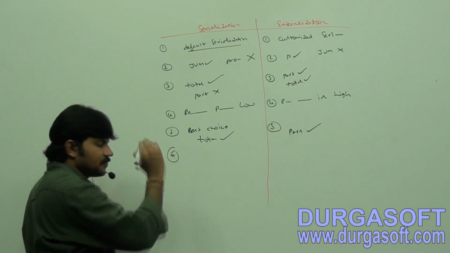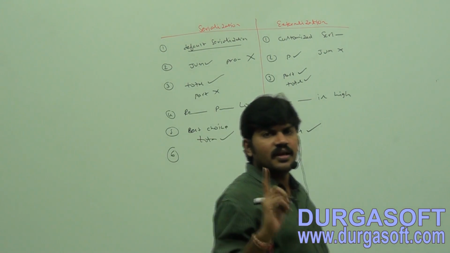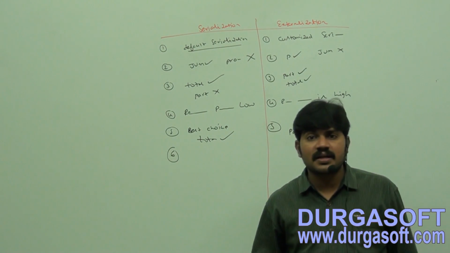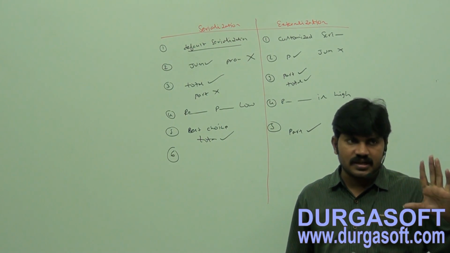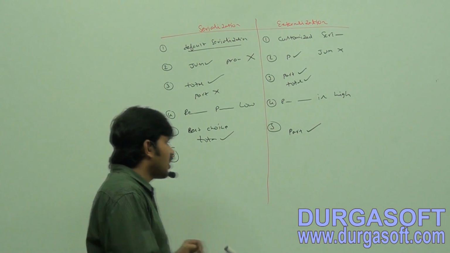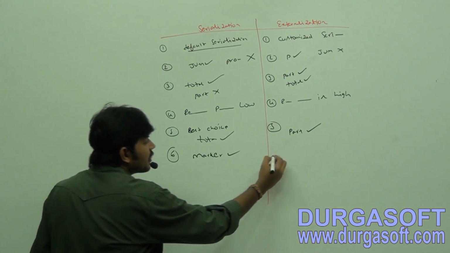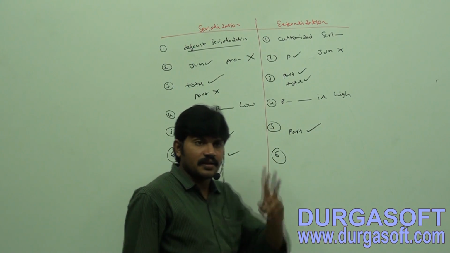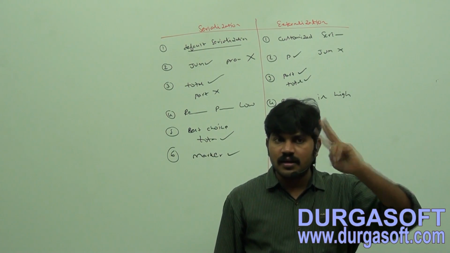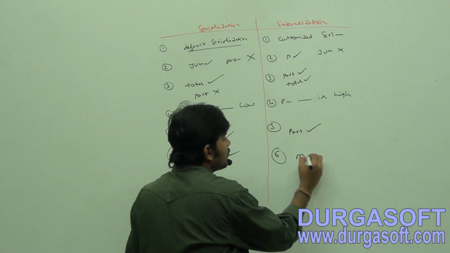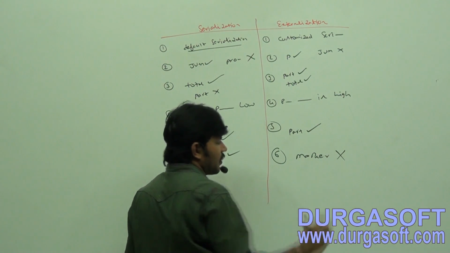Next, observe. Sir, the Serializable interface doesn't contain any methods. Correct or not? That's why the Serializable interface is a marker interface. But the Externalizable interface contains two methods, writeExternal and readExternal. That's why it is not a marker interface.